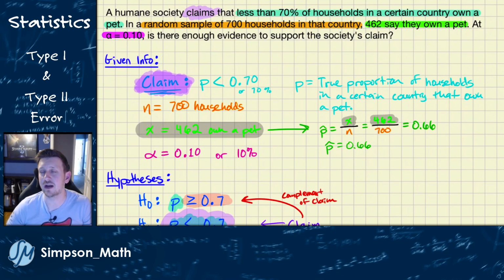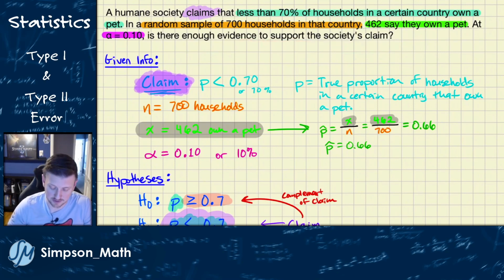Notice here, we are not estimating. This question is not asking us to estimate what p might be. A claim was presented to us, and we're putting that claim to the test. So that's why we are testing this claim. We're seeing if we have enough evidence to support the claim.